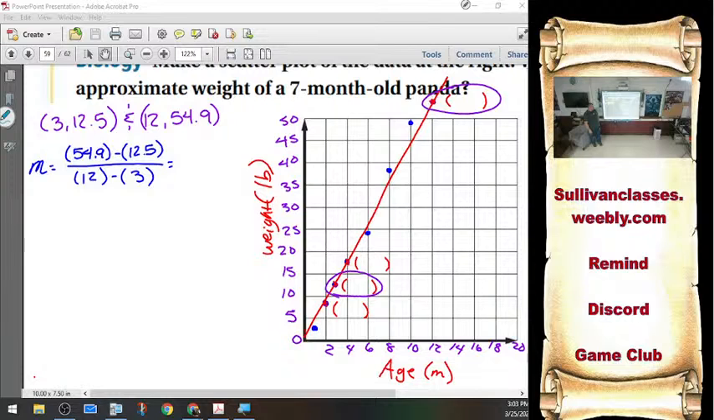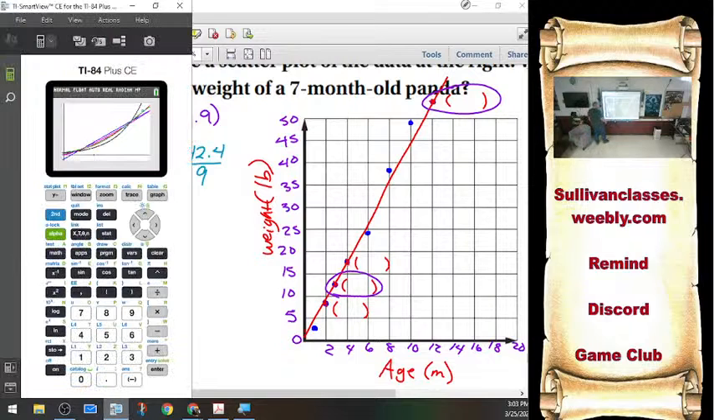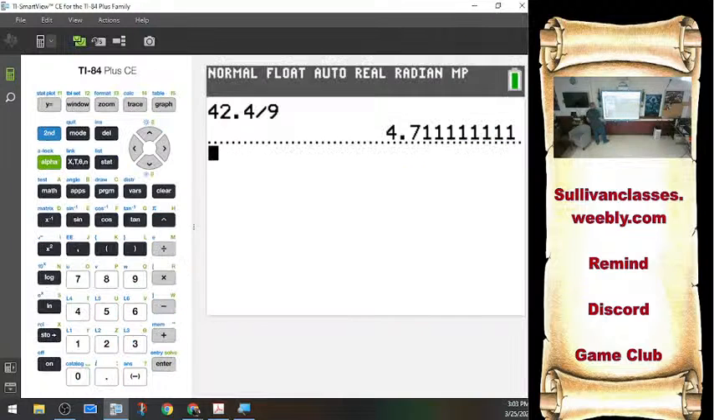Close. 42.4 over 9. And that's not going to come out clean. Okay? 42.4 is not divisible by 9. So you're going to give me the ballpark of it. I'm going to say 42.4 divided by 9 is about this much.